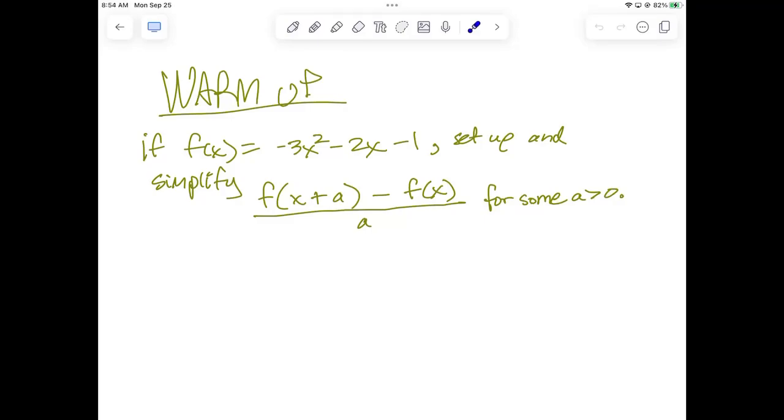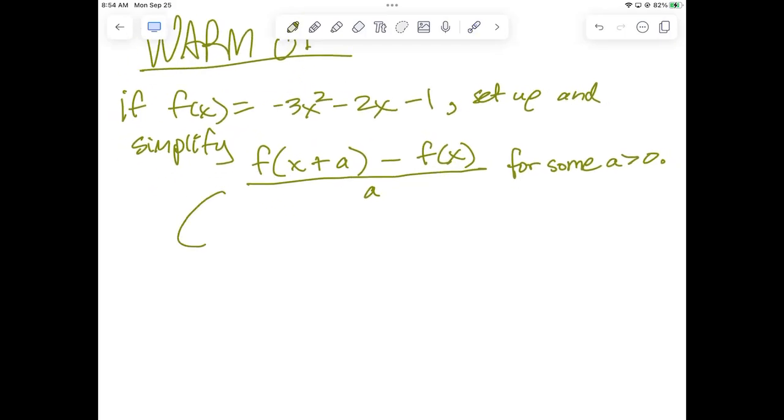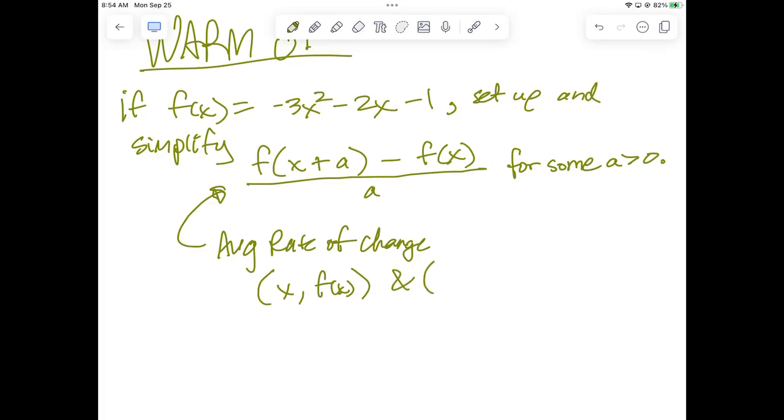Warm up, warm up. Negative 3x squared minus 2x minus 1 is f of x. Set up and simplify f of x plus a minus f of x over a for some a greater than 0. Remember, this is not only my favorite problem. The reason it's my favorite problem, this is the average rate of change between the points x, f of x, and x plus a, f of x plus a.